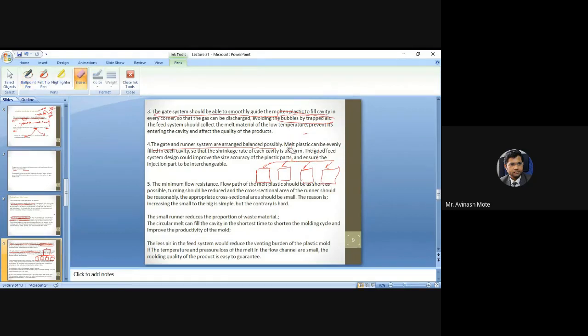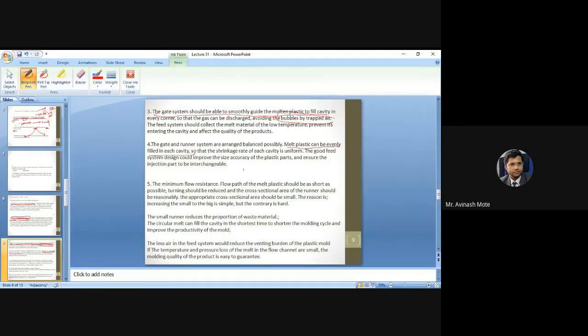So here what you can do, these two will be managed by a different one, and these two will be managed by another one. So there is even distribution of material, and here you can attach one more. Even distribution of material is possible, even cooling rate is possible, even shrinkage rate is possible. This is called balancing, proper balancing. As per the number of products, there should be proper balancing. Melt plastic can be evenly filled in each cavity.